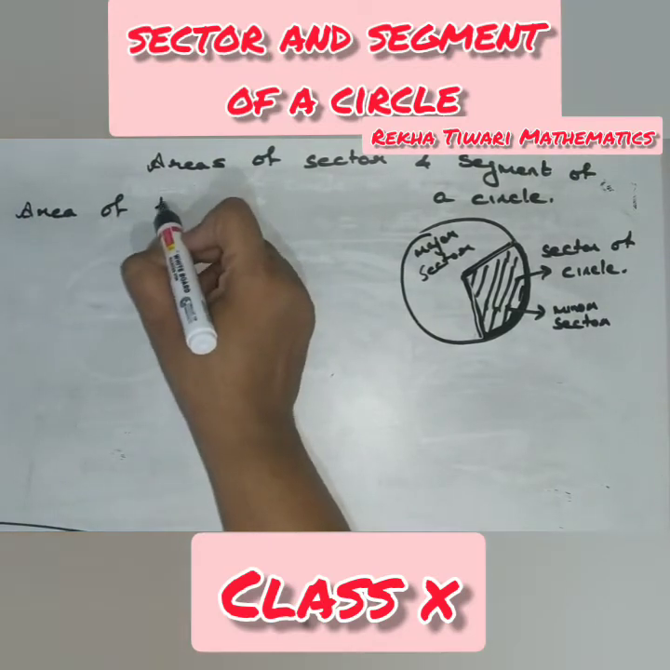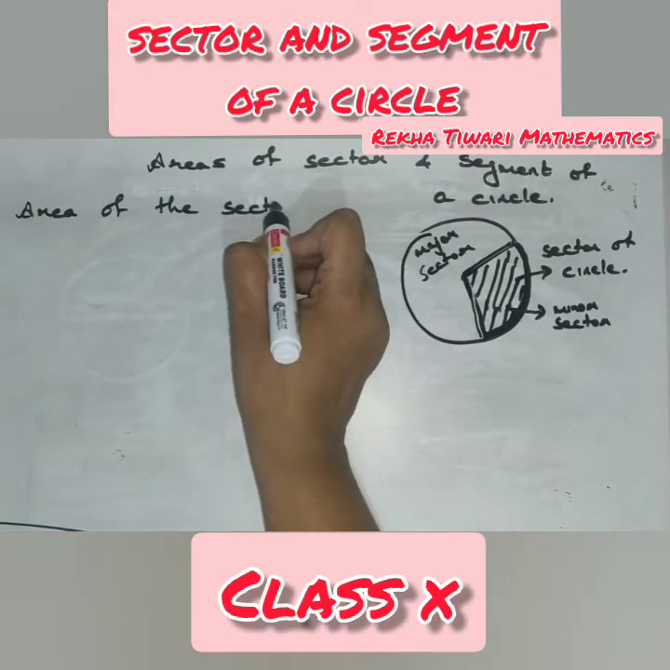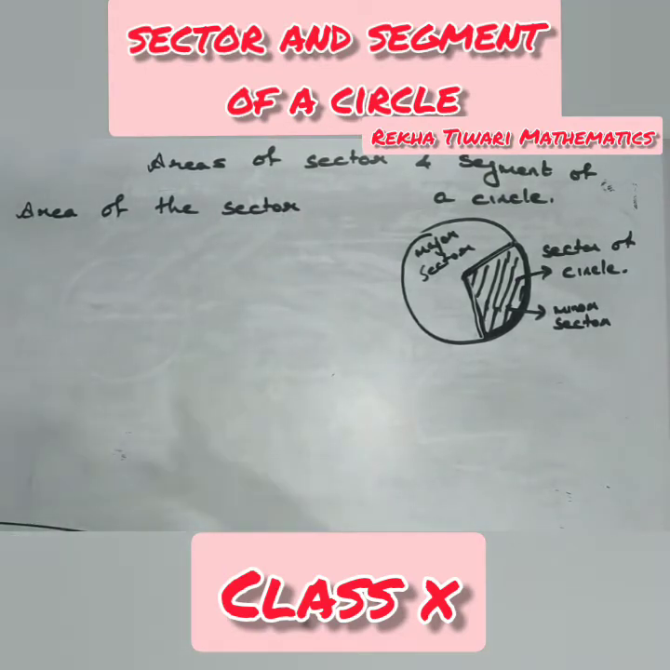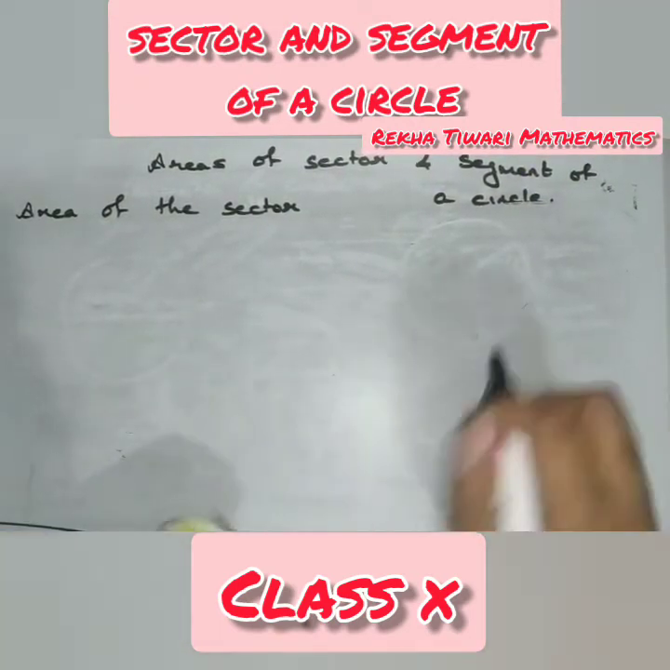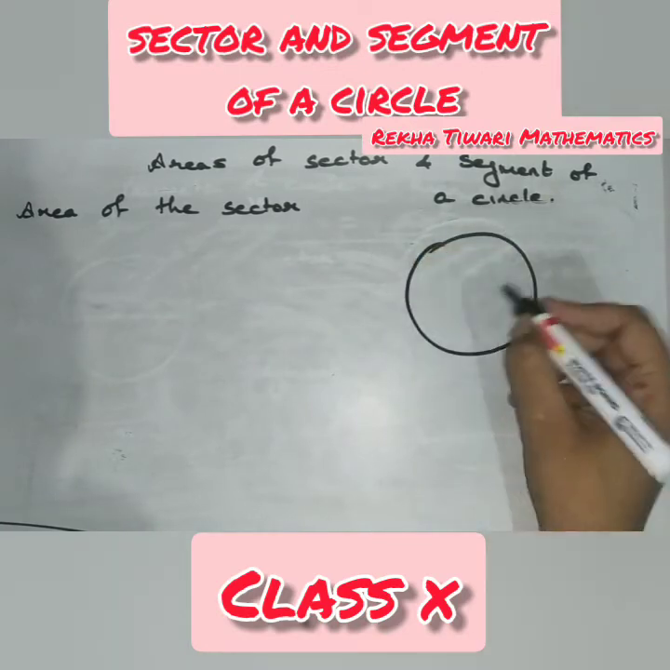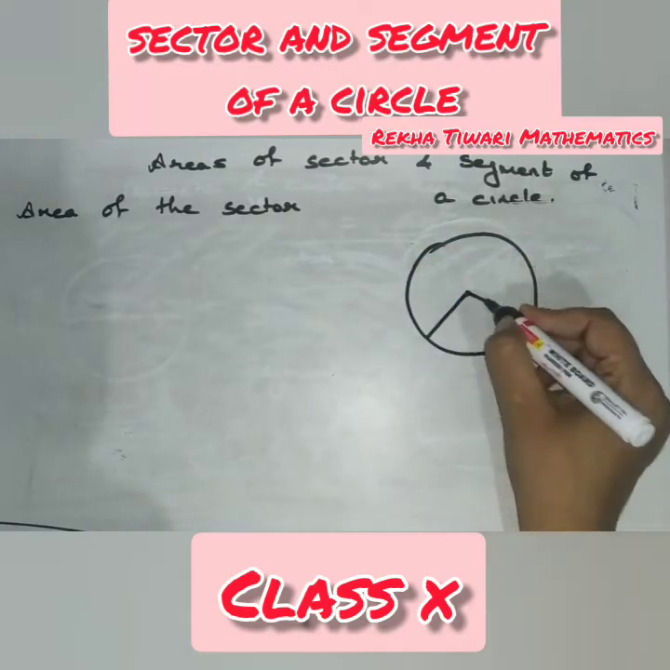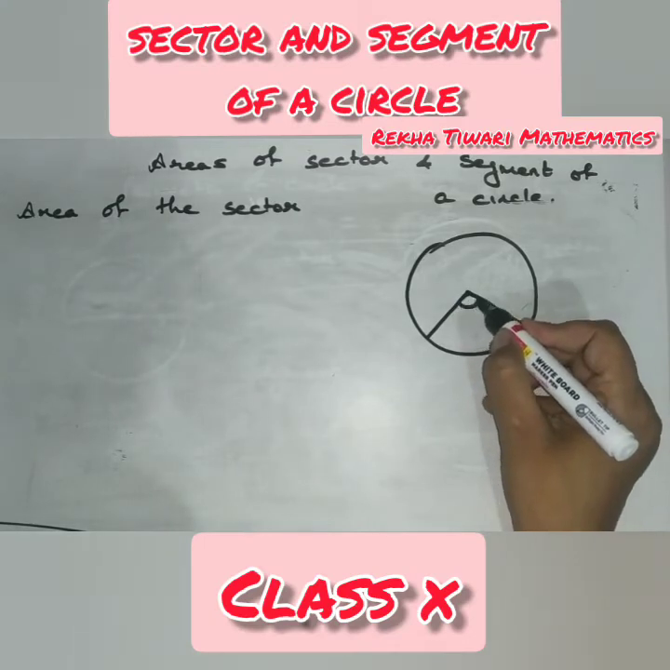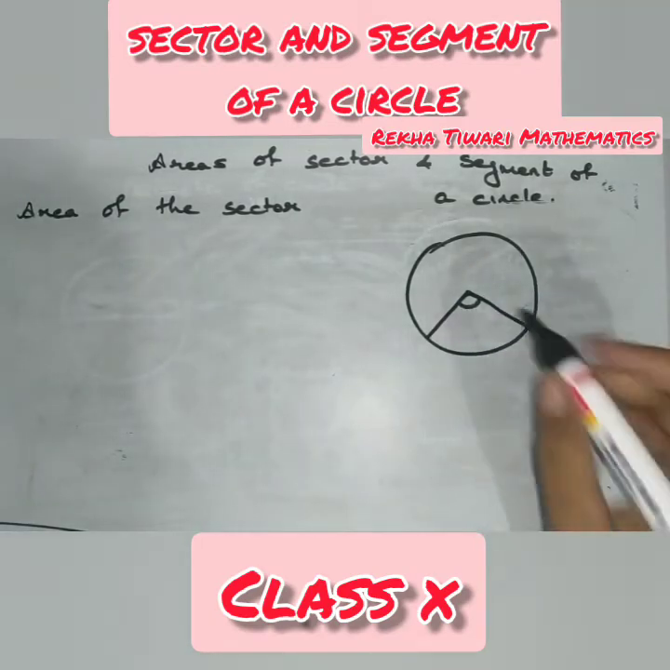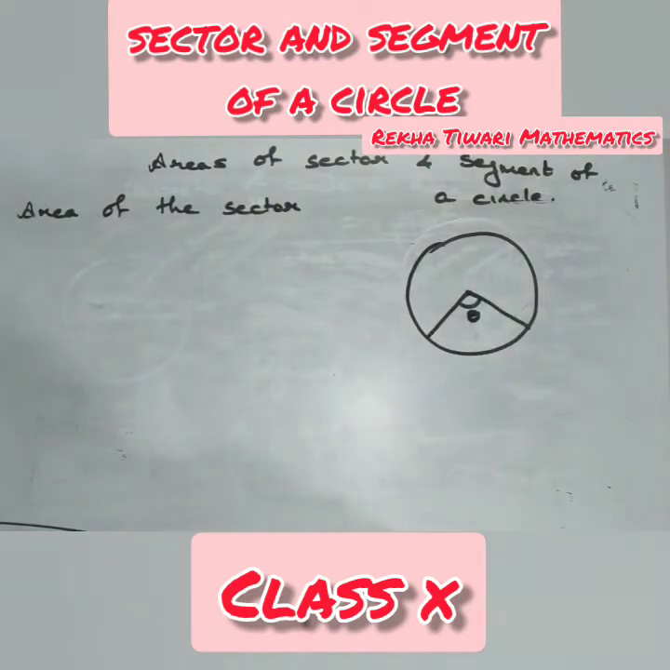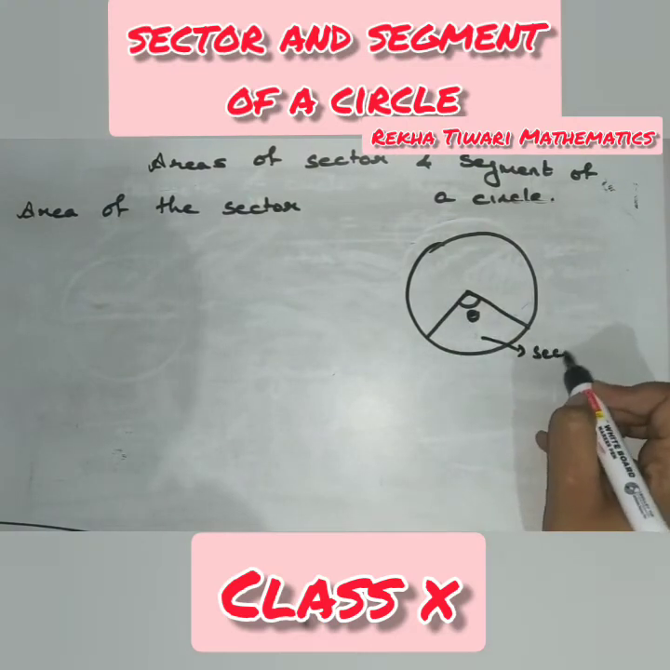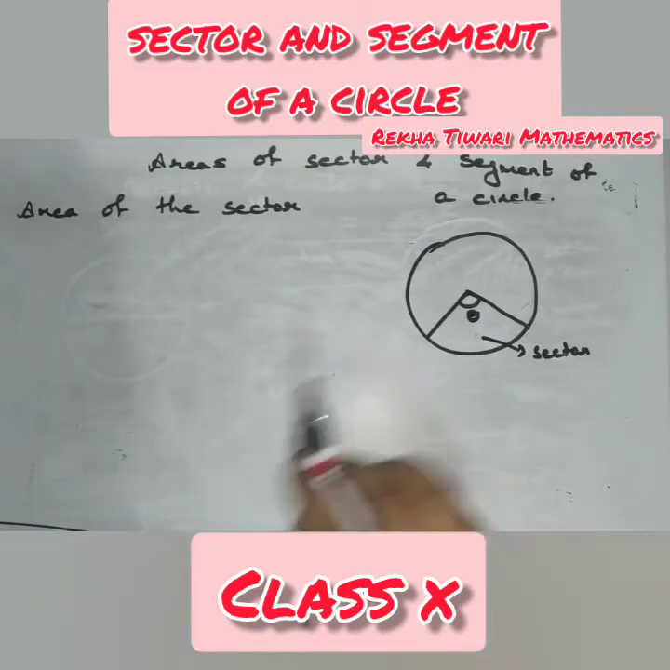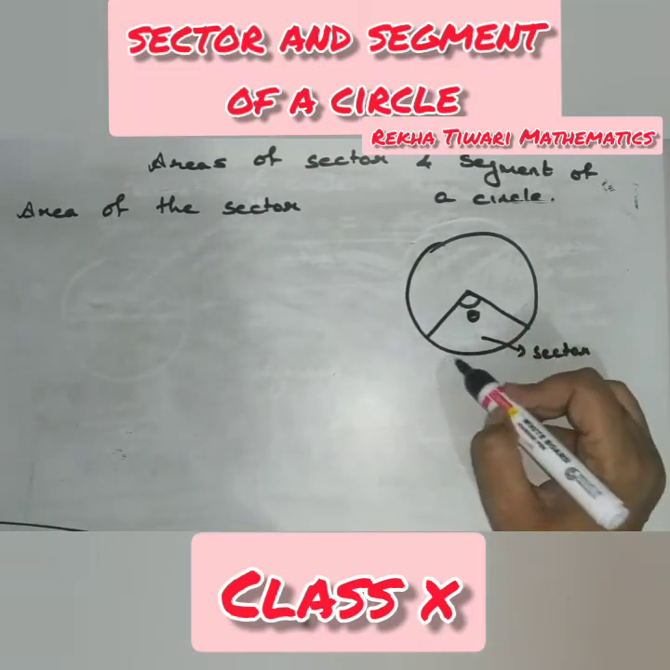Area of the sector. Look at class. This is a circle, center, two radii, making some angle. Let us denote this angle by theta. Theta is a Greek letter for denotation. And you know that this part is called the sector. I have to find out the area of this region.